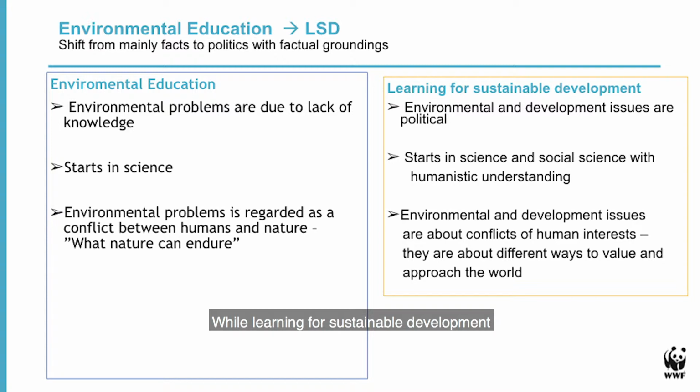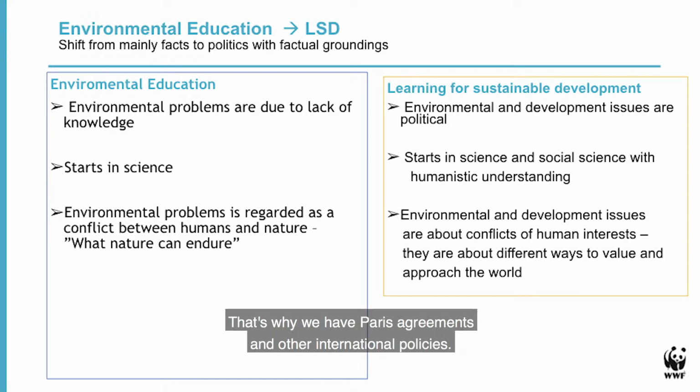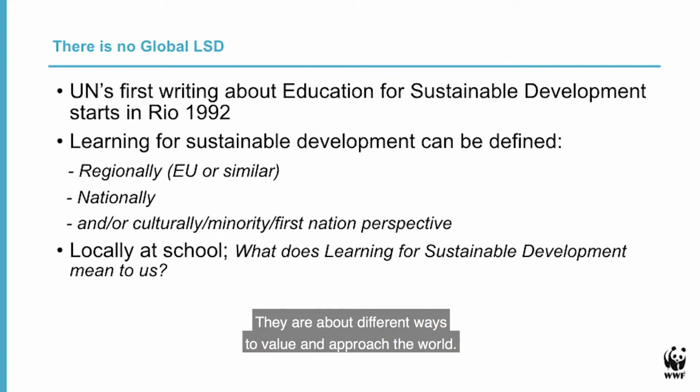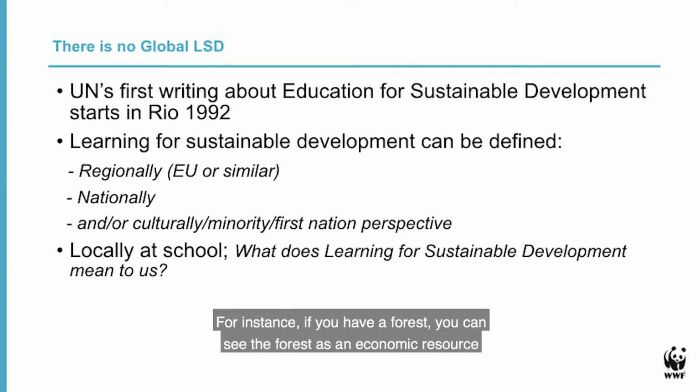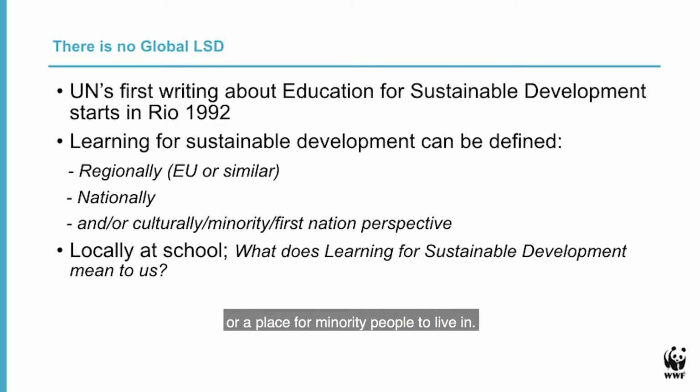While learning for sustainable development makes environmental and development issues more political, they are solved in discussions. That's why we have Paris agreements and other international policies. And the environmental and development issues are conflicts between human interests. They are about different ways to value and approach the world. For instance, if you have a forest, you can see the forest as an economic resource, while others see the same forest as a place for biodiversity or a place for minority people to live in.